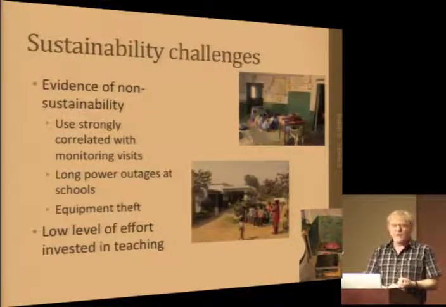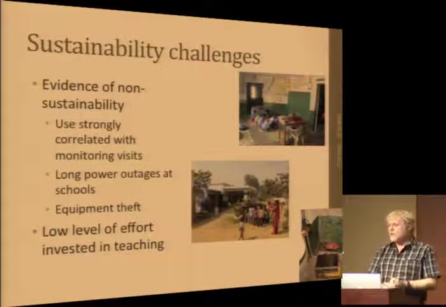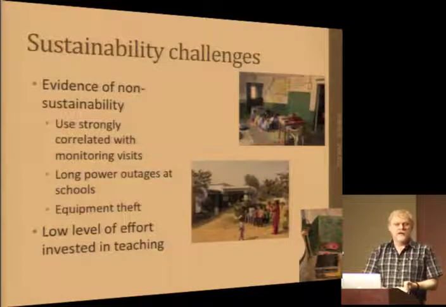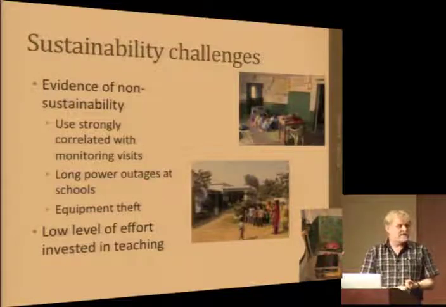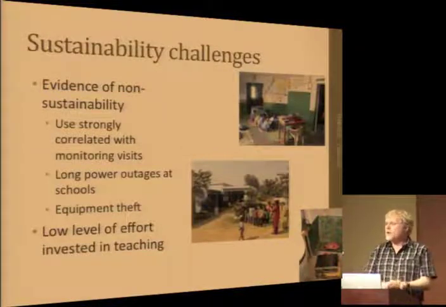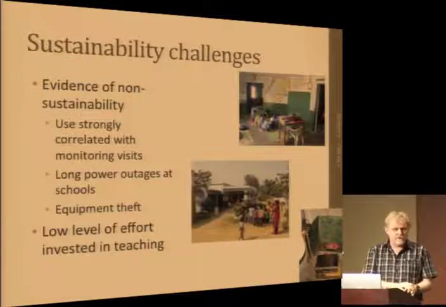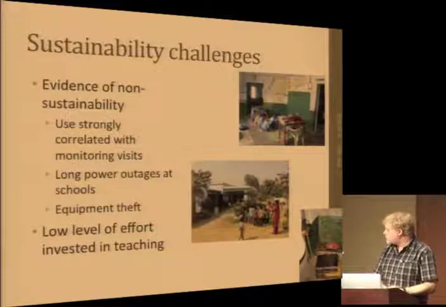So when monitoring dropped off, it was used less and less in some of the schools. A number of the schools had long power outages, with things such as electrical wires being stolen going into the school. The negative evidence on that is the length of time it took to get the electricity repaired, and the fact that the schools were not making any push to have electricity reinstalled so that the intervention could be used.